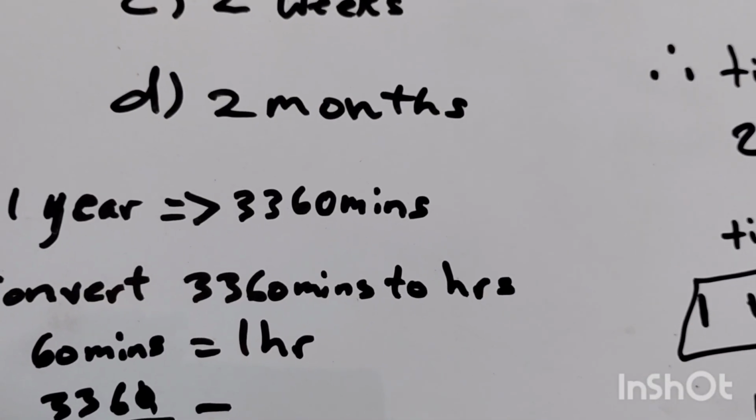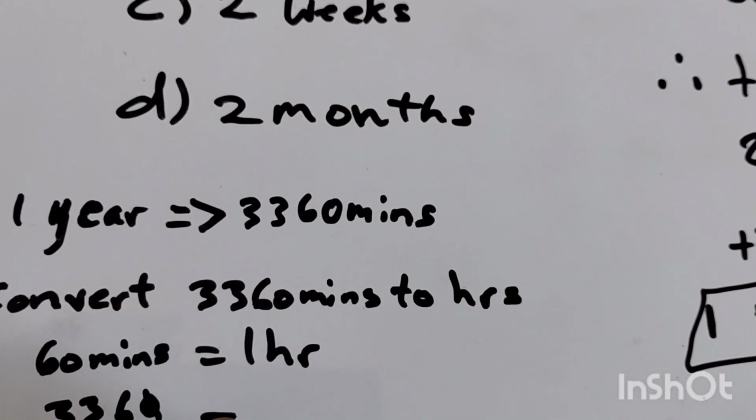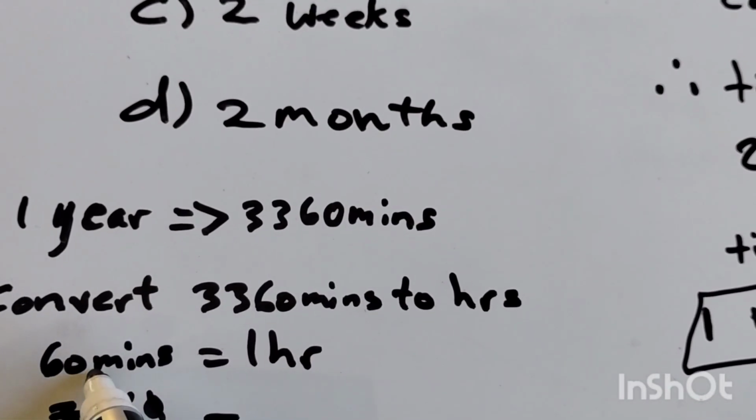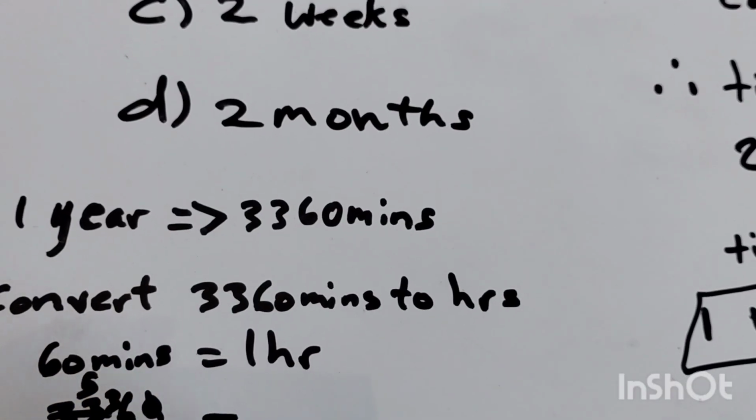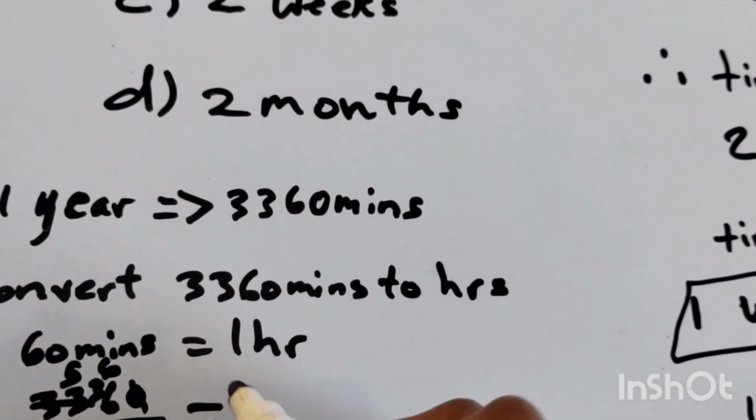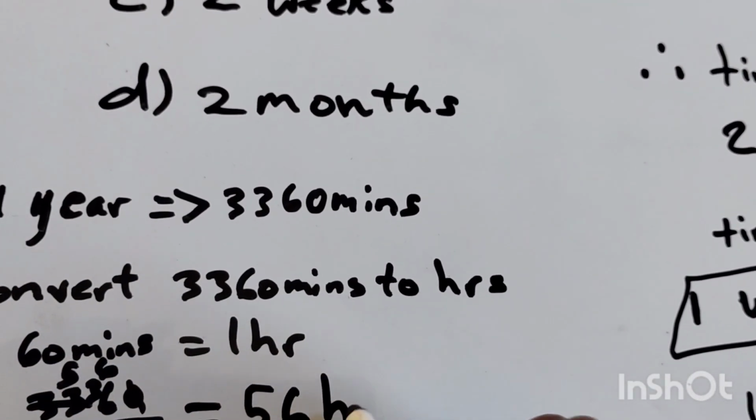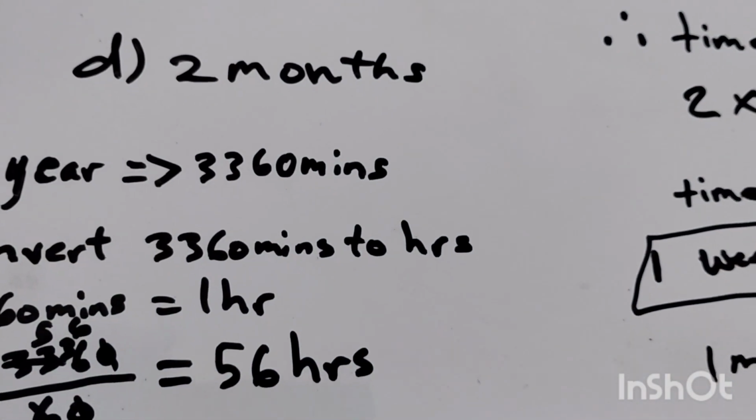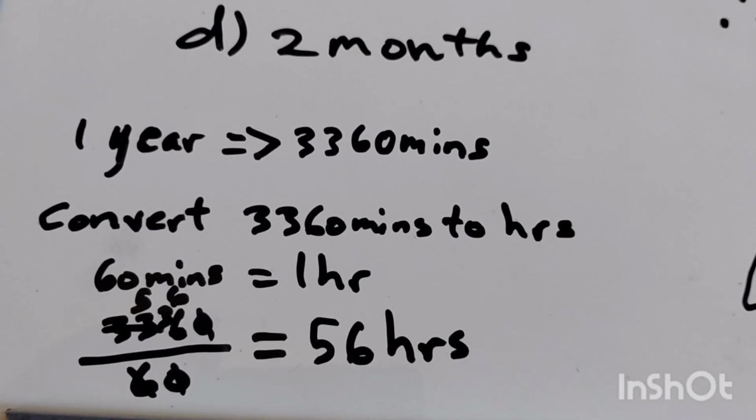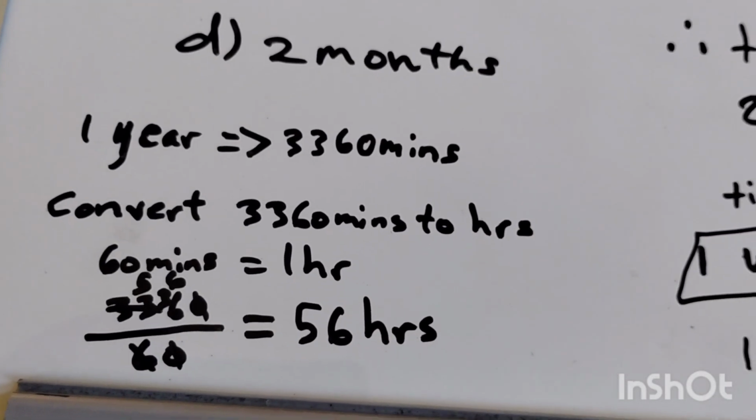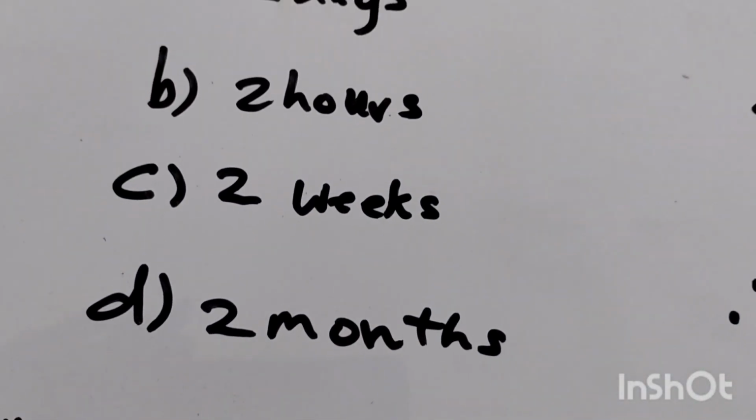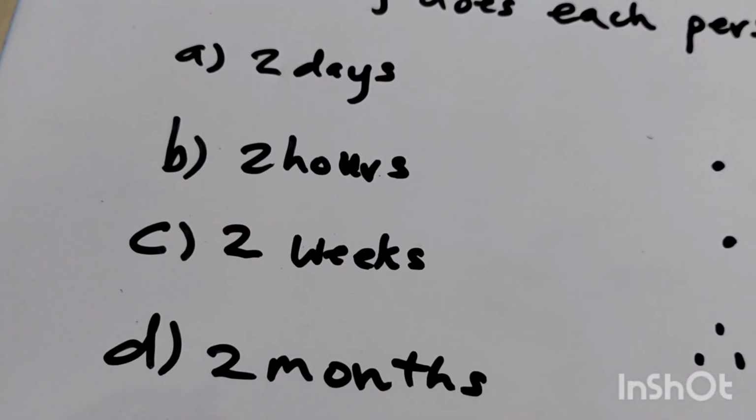So when you cancel everything out and do your division, we get 56 hours. So there are 56 hours in 3,360 minutes. We're not done. So if we're getting 56 hours, it simply means that the answer B would be incorrect. So B is out of it. So we're left with A, C, and D. So the next thing we need to do now is convert this 56 hours to days. How many hours are within a day?